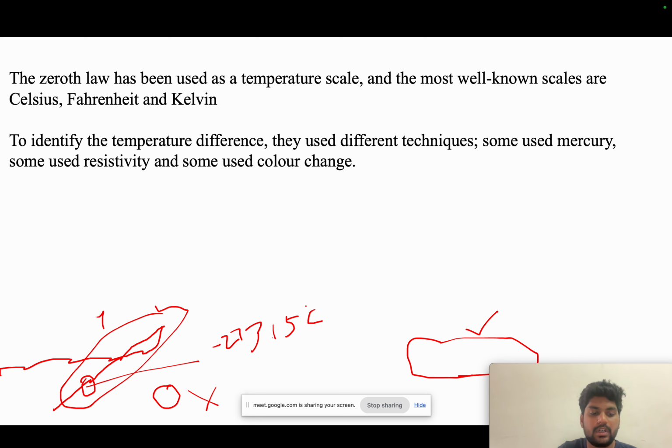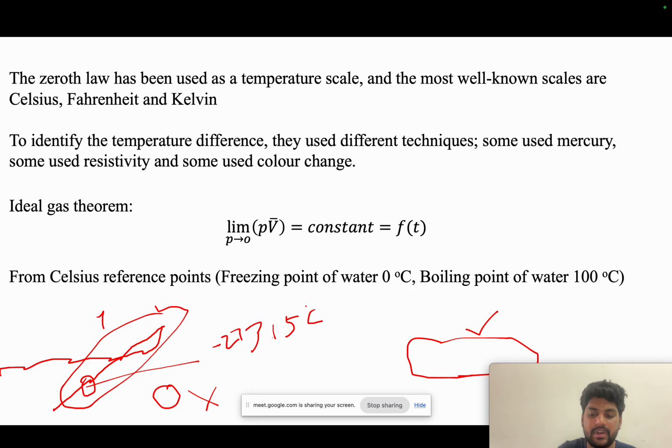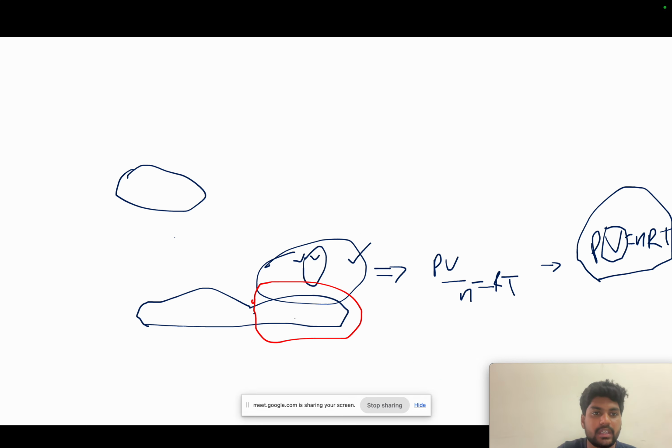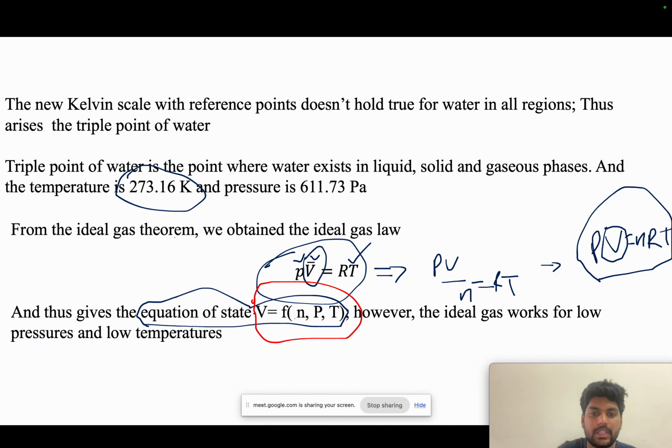From this, the Celsius scale took the boiling point of water as the basis, and Fahrenheit took the human body temperature as the basis point. And then we have the Kelvin scale. Once you have the Kelvin scale, we have PV equal to RT, the ideal gas law. That is the theorem.